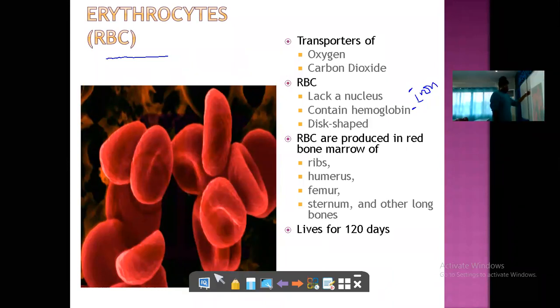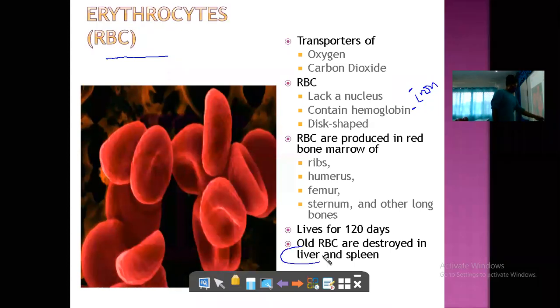They live for 120 days, which is about 3 to 4 months. All red blood cells are destroyed in the liver and the spleen. The ones that are broken down in the liver are converted to something called bile. I don't know if you've come across this before.